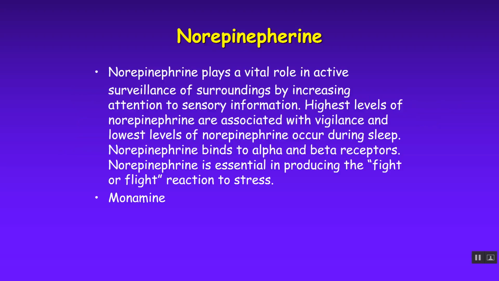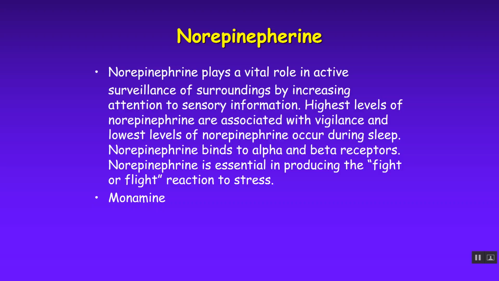Norepinephrine. Norepinephrine also involves big networks of neurons in your brain. Again, you have these cell body areas down in the brainstem that project up into the cerebrum and release norepinephrine when you need it, when you're active and surveillant, but at night when you're asleep, it downregulates. It's very important for active surveillance of your surroundings, your focus and attention. Highest levels are with vigilance and lowest levels during sleep. It binds to alpha and beta receptors.